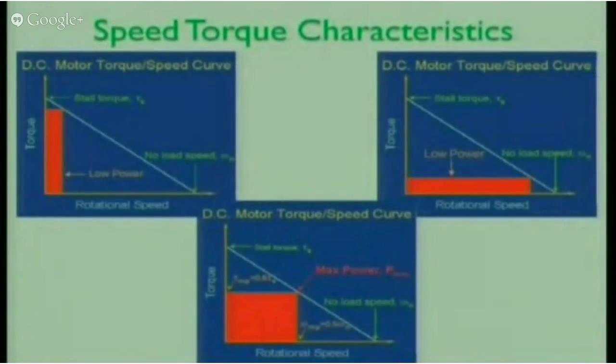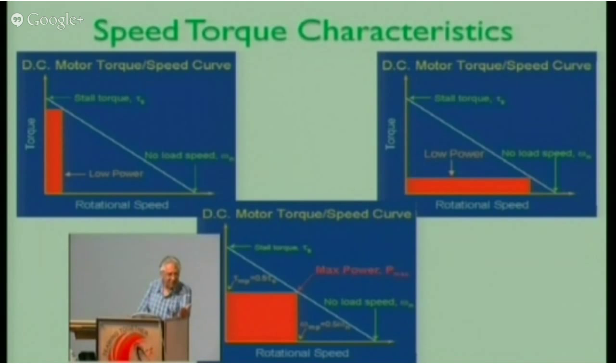This is the speed torque characteristic, a very important characteristic, where you have torque on the vertical axis and rotational speed on the horizontal axis. You see, there is a stall torque, and the no load speed is obtained when the torque is zero. So this line, if you join, it is known as the no load speed. This line is the line of reference. If you look at this case, the rectangle which is colored red is a very low power. It shows the power, voltage and current. So power is very less, so you can obtain very little power.